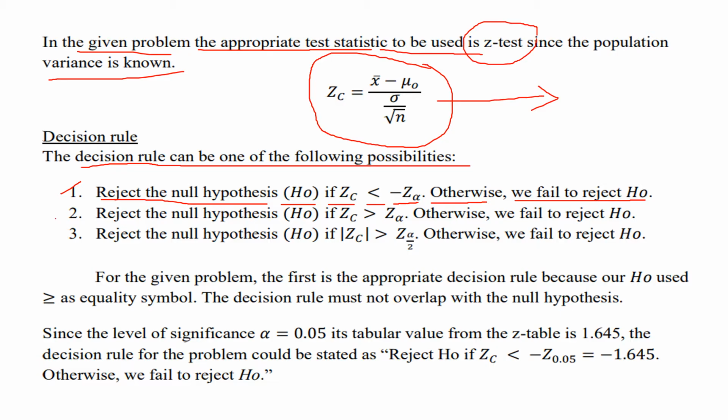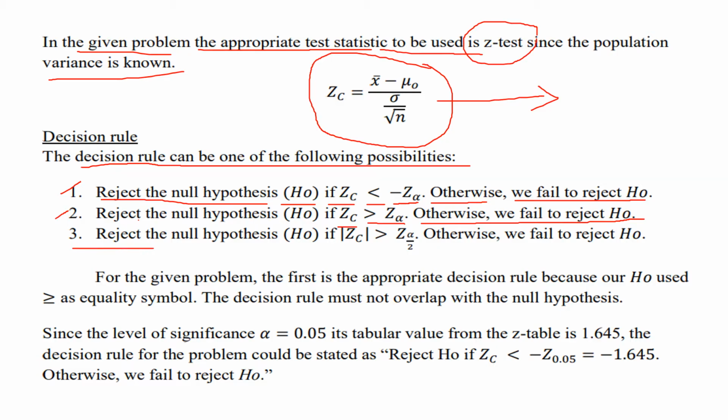For number two, reject the null hypothesis if your computed C is greater than your critical value. Otherwise, we fail to reject your H0. Same thing with your number one.